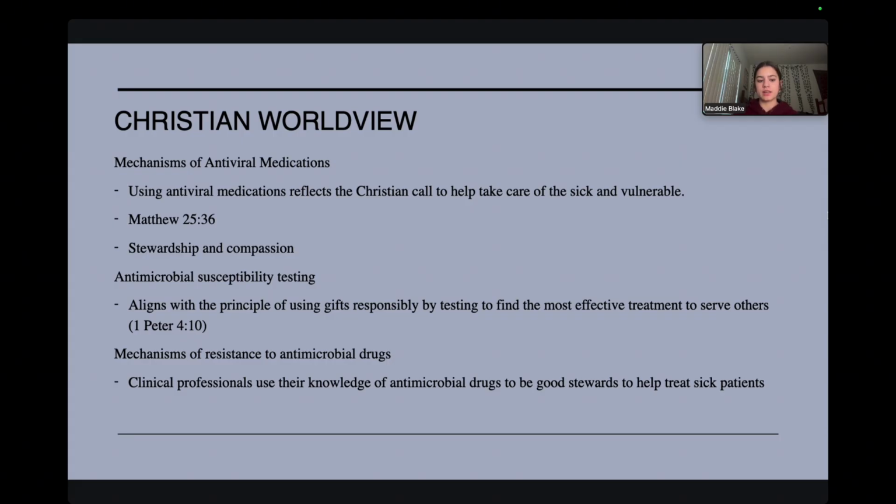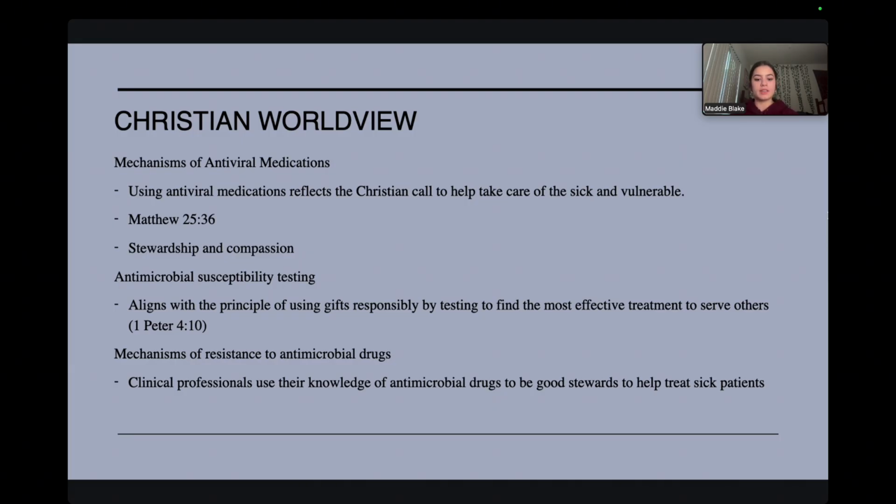In 1 Peter 4:10, God tells us to use our spiritual and physical gifts wisely and to use them to help serve others. Antimicrobial susceptibility testing aligns with this principle because it uses testing to help find the most effective treatment to serve others. Mechanisms of resistance to antimicrobial drugs can relate to both of these principles we just talked about, because we can use this as a gift from God to help serve others as well as taking care of the sick and vulnerable.